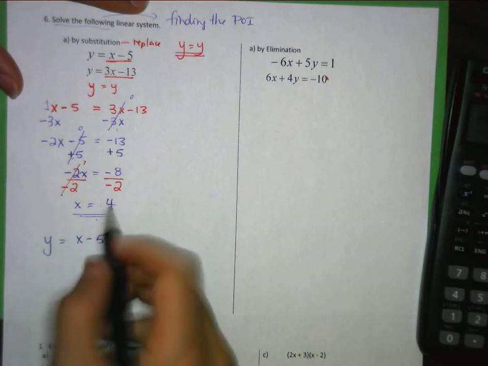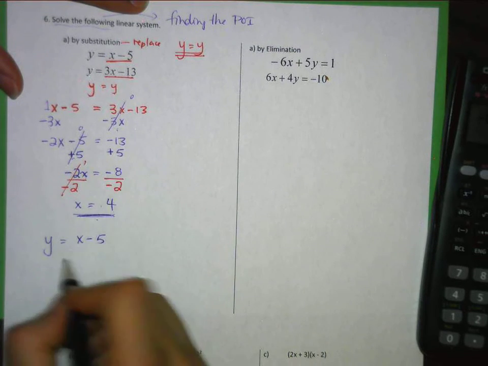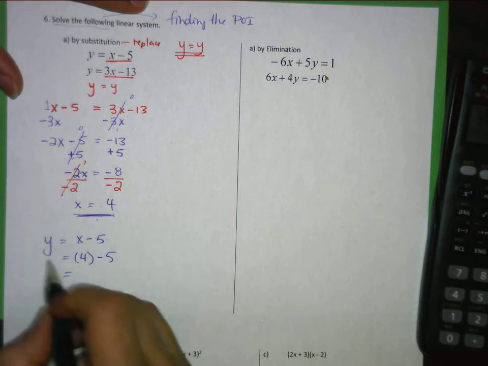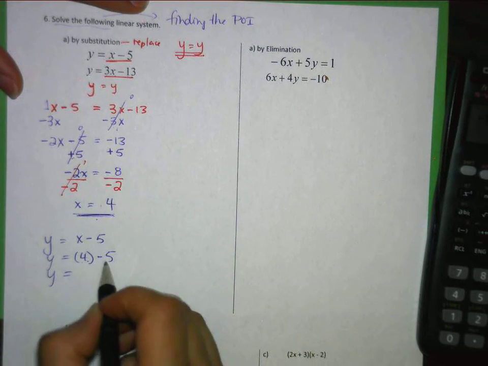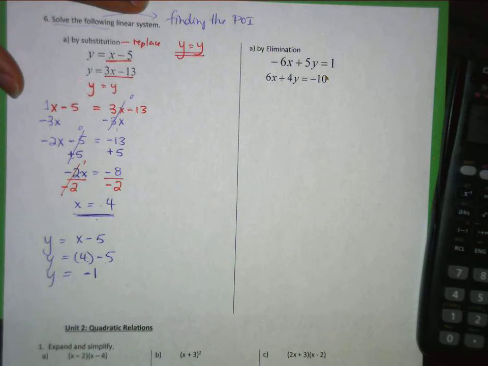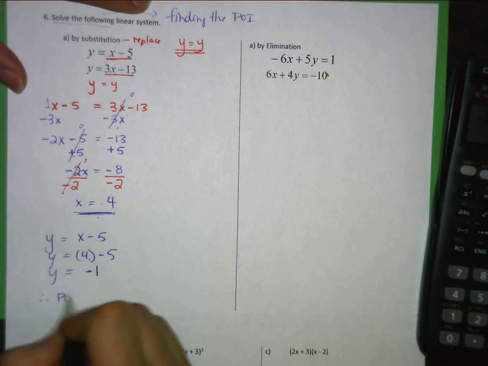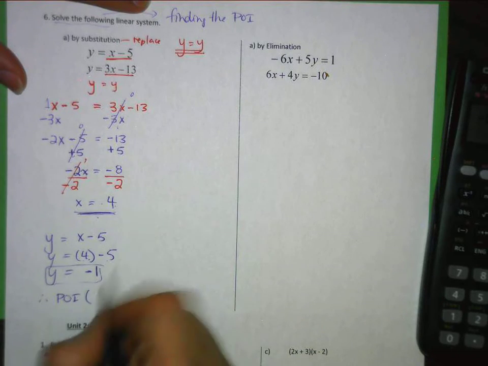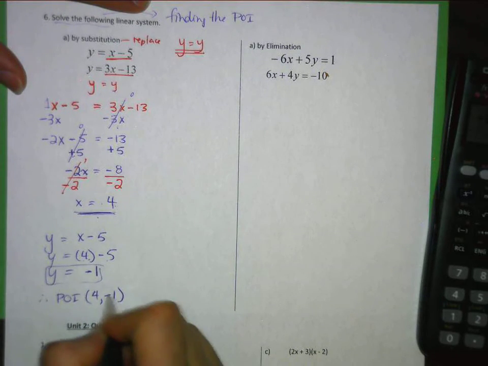So I'm going to put in for x here is 4, because that's what I found out, and I get what y is equal to. 4 minus 5 is negative 1. So therefore, the point of intersection, we should make sure we do this right, the x is the 4, the y is the negative 1.